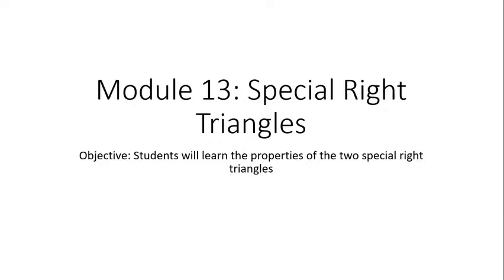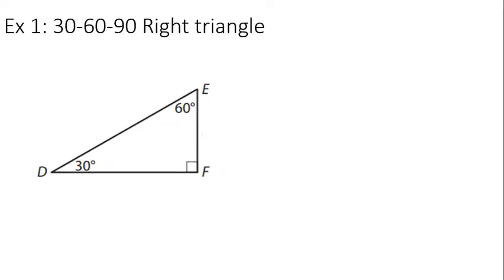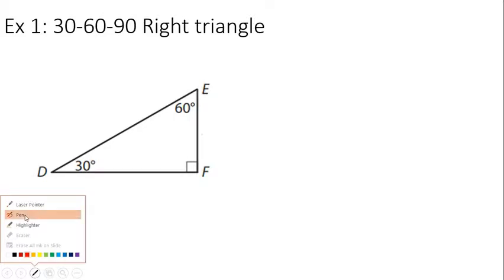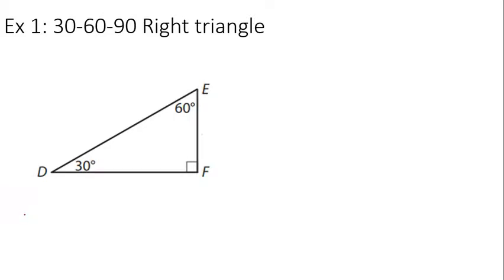Okay, so today we're going over special right triangles. So the objective is for students to learn the properties of the two special right triangles. We're going to start off with the first one. It's called the 30, 60, 90 right triangle. And these are the properties of this triangle.